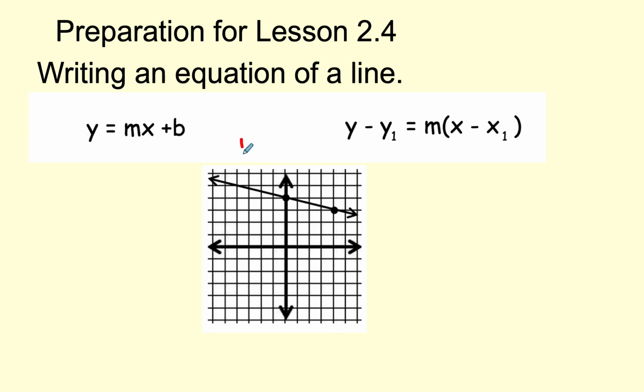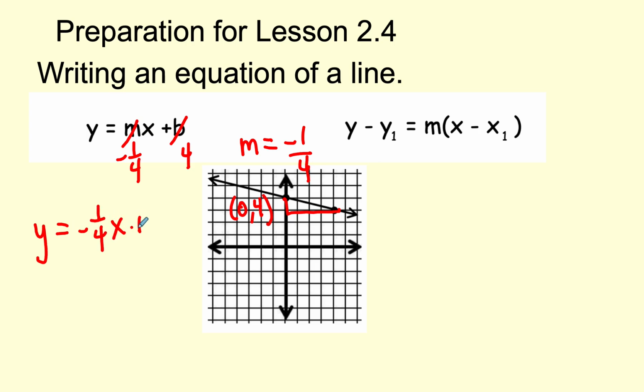First, I want to figure out the slope. And it looks like I'm going down 1 unit and over 4. So this is negative 1 over 4. And I do have this point, (0, 4). I do have a y-intercept, so I do know that this is 4, and I do know that my slope is negative 1/4. So I can write my answer as y = -1/4 x + 4.